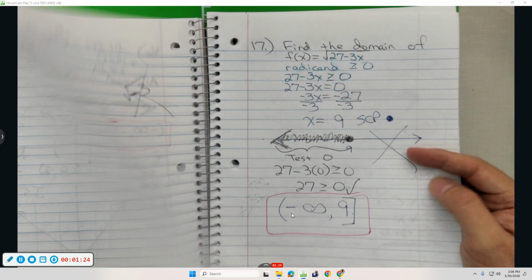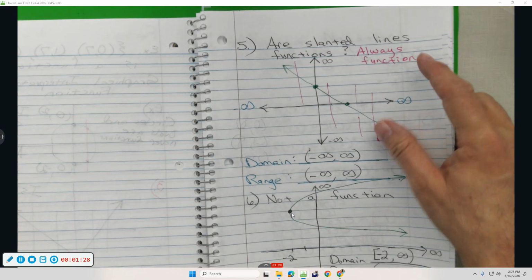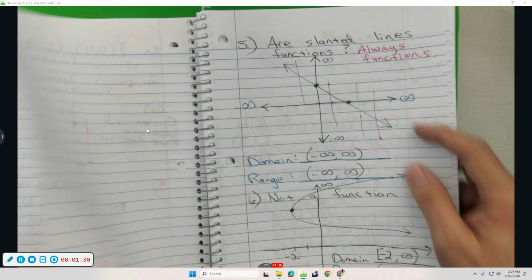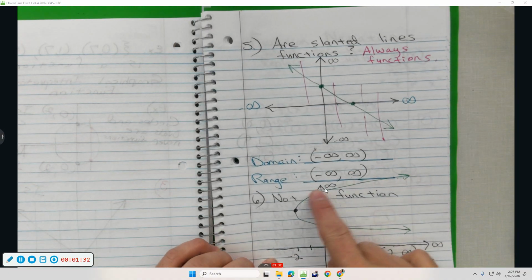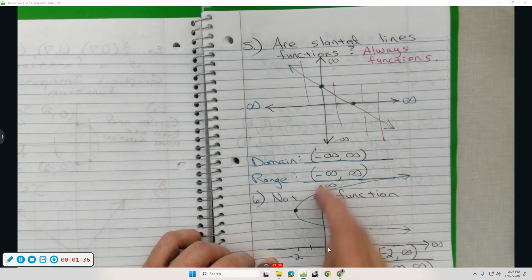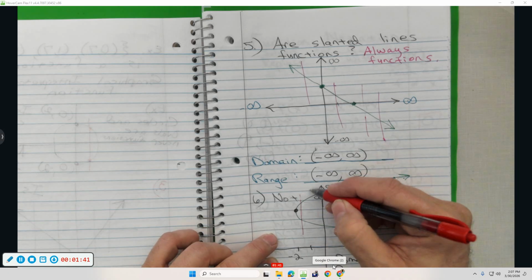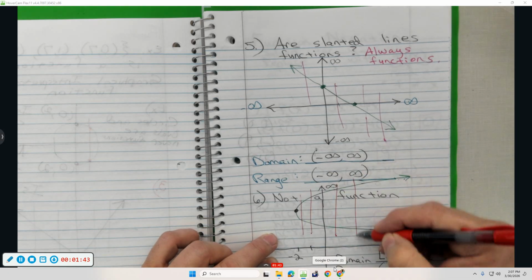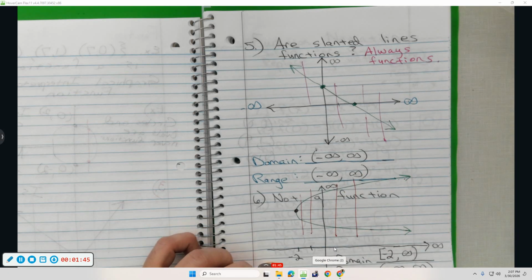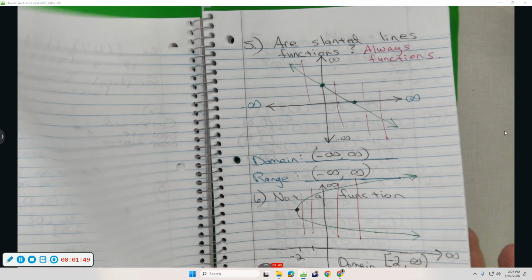We're doing a lot of good stuff. Oh, look, are slanted lines functions? Yes, they're always functions. Oh, look right here. Here was a parabola opening to the right, and it's not a function. If you look at the vertical lines, you can draw vertical lines that intersect the graph twice. So not a function. Whereas slanted lines are functions.